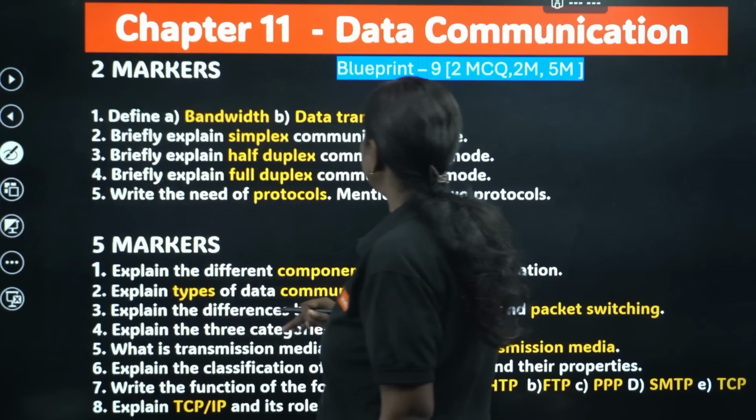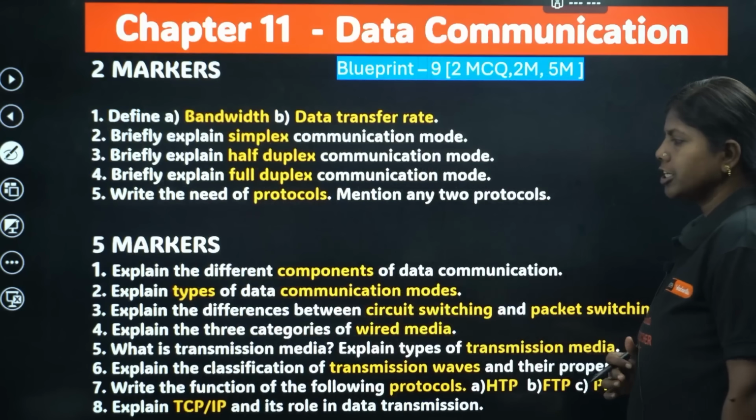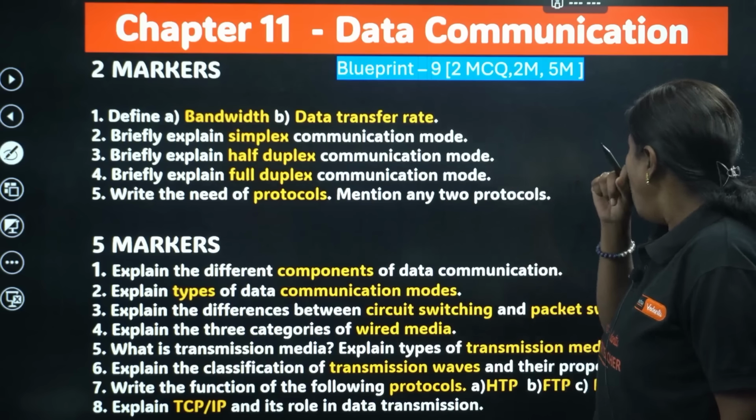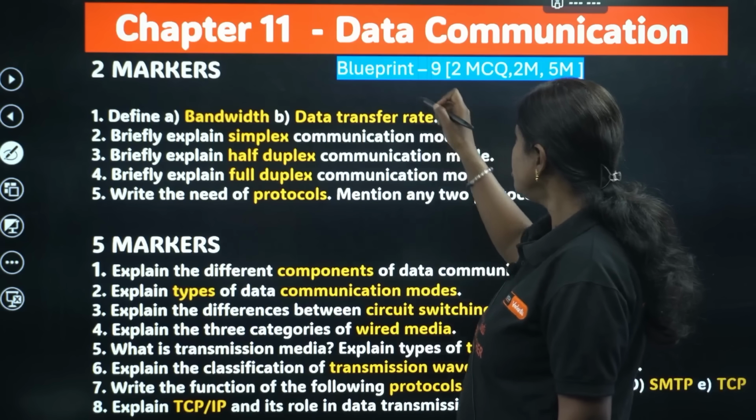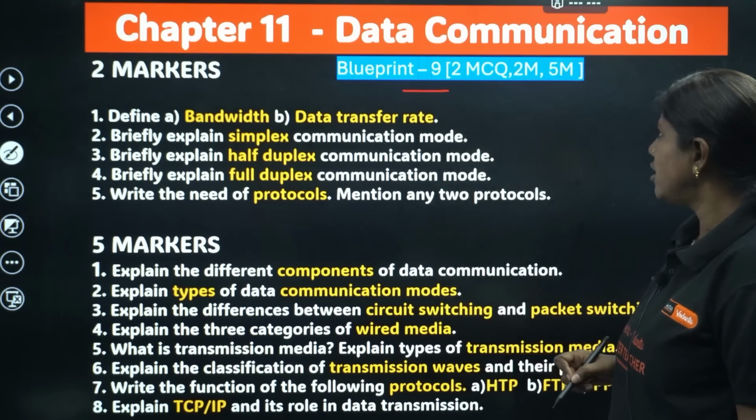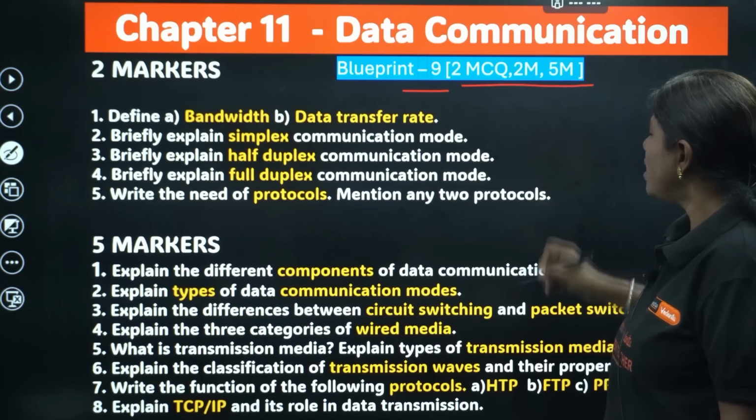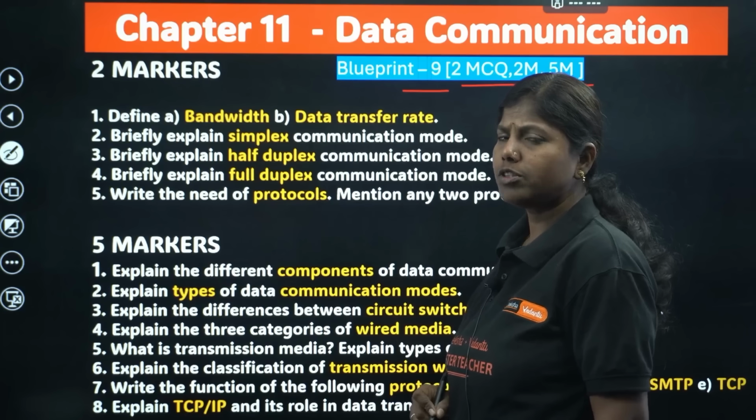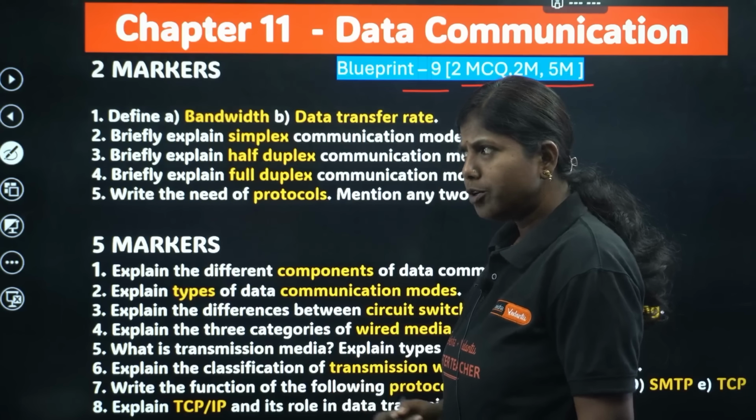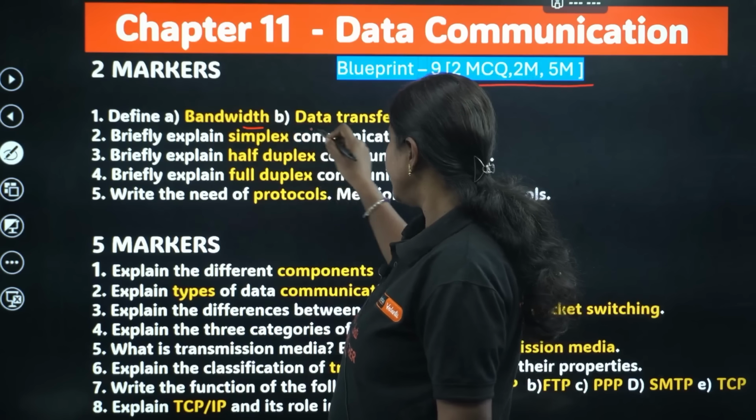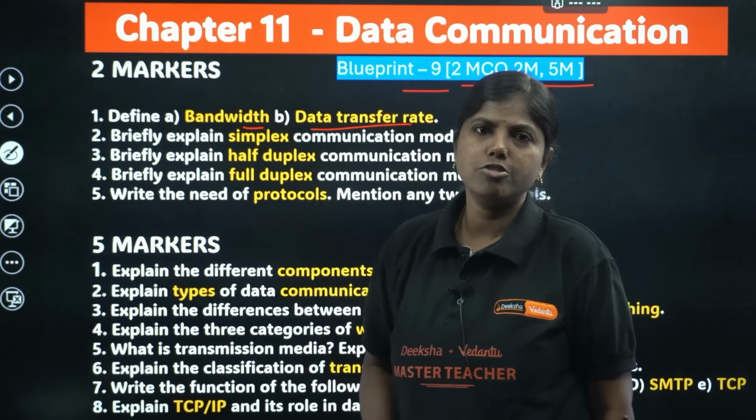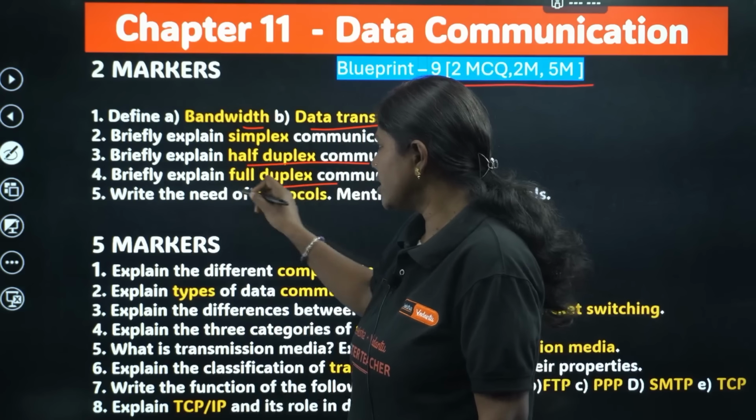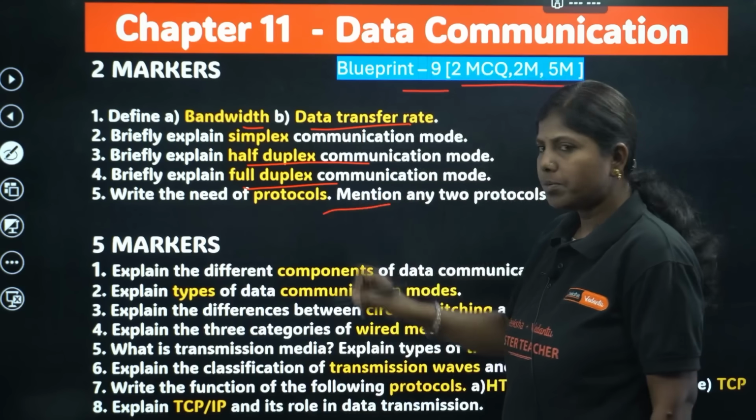We'll go with chapter 11, that's data communication. So totally 9 marks has been allocated here: 2 MCQs, 2 markers and 5 markers. What simple questions may they ask for the 2 markers? Bandwidth and data transfer rate, and the communication modes: simplex communication, half duplex communication, full duplex communication, and then they may ask you the protocols.